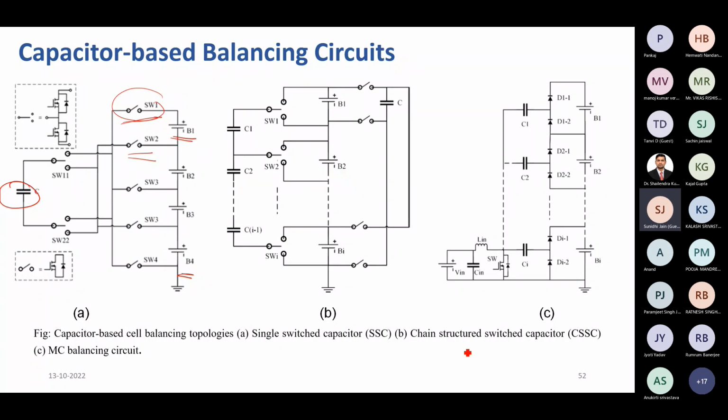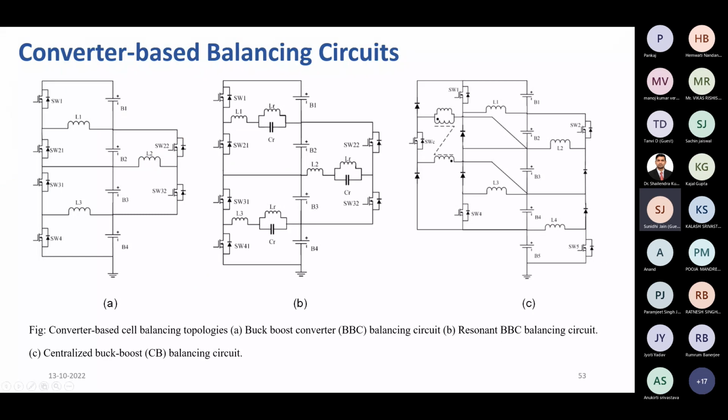And the third configuration is the MC balancing circuit. It is multiple capacitors connected in a modular configuration, where we can accumulate a number of charges, because batteries are connected in series or in parallel. And if it is converter based, there are a few techniques which I explained.